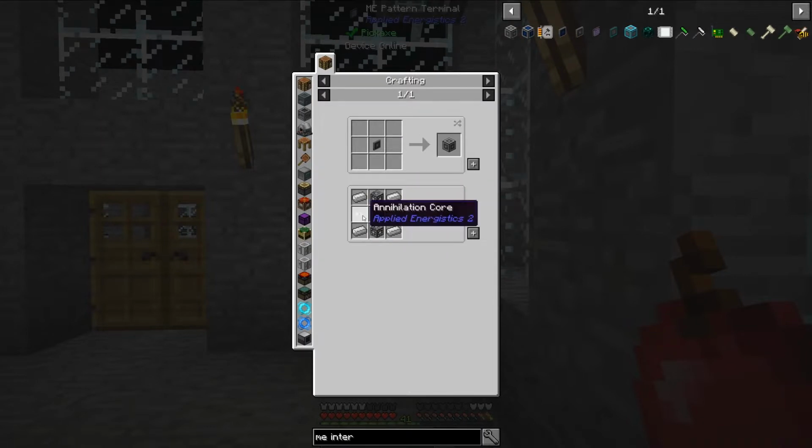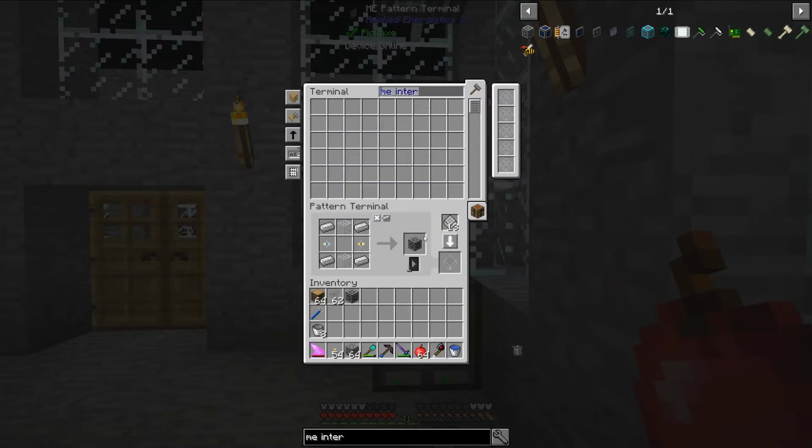It's iron ingots, glass, and then these annihilation cores and formation cores. I built these in the past, and I have a bunch of them made up. So that's the recipe right there, and I believe I want 32 of them. So let's go ahead and keep clicking until I have 32. I should have everything I need to make 32 of these, so that's good.